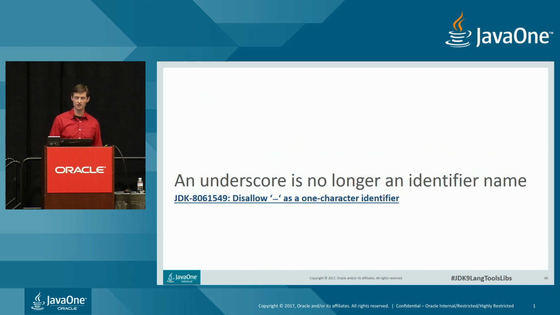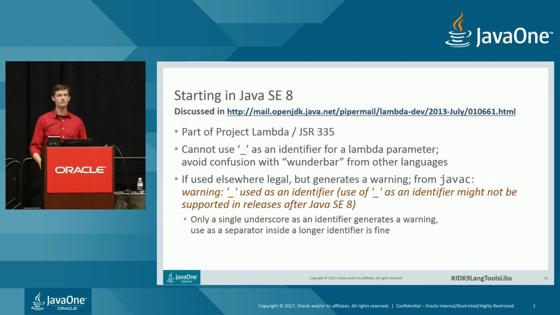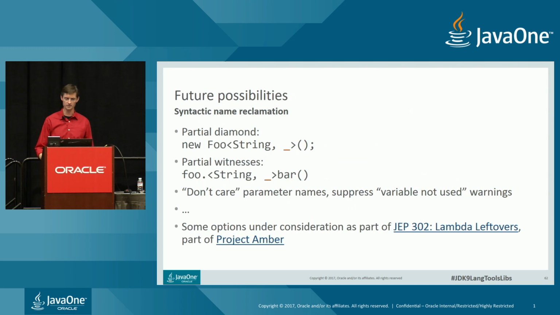Next two features are from Project Lambda. So underscore is no longer an identifier name. Back when Lambda was added in JDK 8, you couldn't use underscore as the parameter name for a Lambda. That was to avoid confusion with some features from other programming languages like the wonderbar from Scala. Javac started noting, though, that if you're using underscore in other circumstances as an identifier, you might not be able to use them in the future, and now that future has arrived. You can no longer use underscore as a variable name in JDK 9.